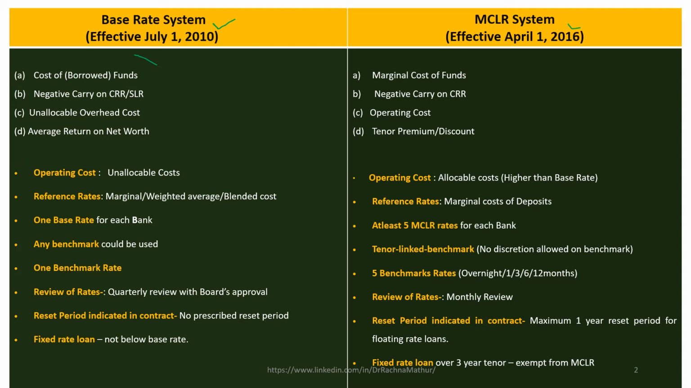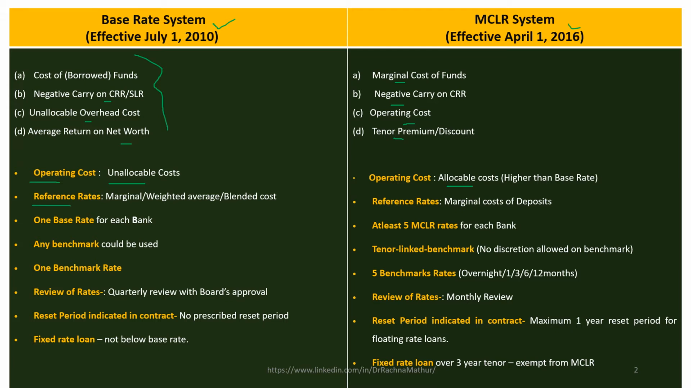Base rate comprised of cost of borrowed fund, negative carry on CRR, unallocable overhead cost, and average return on net worth, while MCLR comprised of marginal cost of fund, negative carry on CRR, operating cost, and tenure premium. As far as operating cost is concerned, it is unallocable cost in base rate system and it is allocable cost in MCLR.